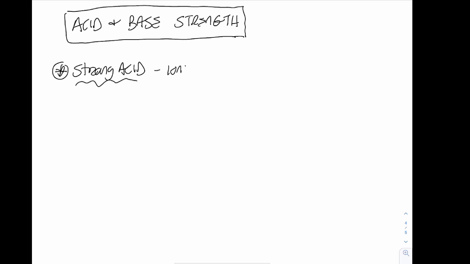ionizes to a large extent. And what we're going to actually refer to it as is, it ionizes completely. There's often a small amount that's not ionizing, but we're going to ignore that small amount. So for all practical purposes, a strong acid is going to ionize completely. That's the word that I want us to use. So essentially 100%.